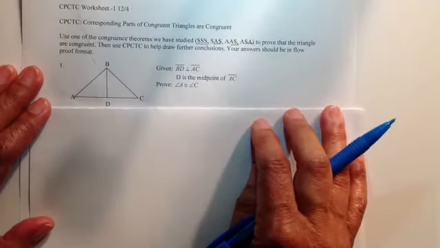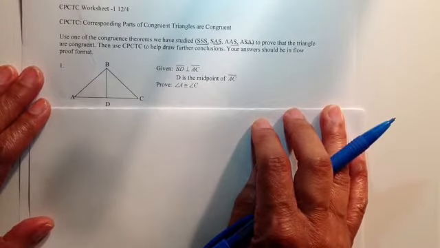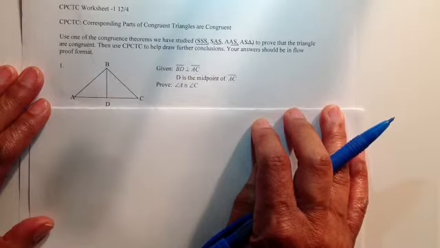All right, now we're going to apply CPCTC to some proofs. So, we're going to use flow proofs. And we're going to use the congruent theorems we studied, the 4 we've talked about, that really only prove triangles are congruent using only 3 parts. And once we prove that the triangles are congruent, we're going to use CPCTC to help us draw a further conclusion. And we'd like for your answers to be in flow proofs.